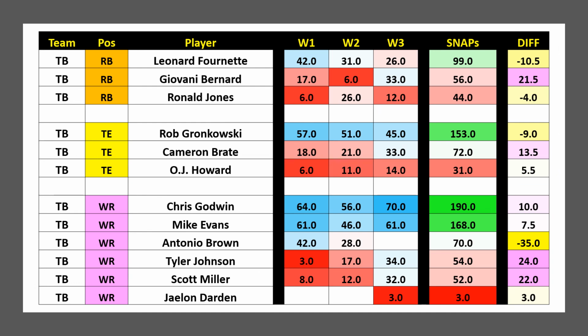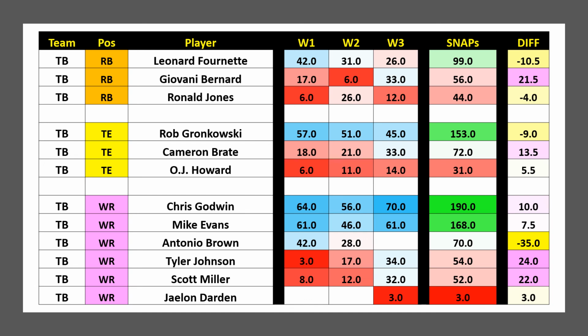Bernard outsnapped Fournette. I have no clue. I guess he's the pickup. Yeah, I guess it's time to get rid of Jones. Invest in Bernard. Gronk, Brate. I think Gronk got hurt a little bit. Brate stepped it up. He's probably the injury handcuff to Gronk. Might be worth an add in a deep bench or a tight end premium league.